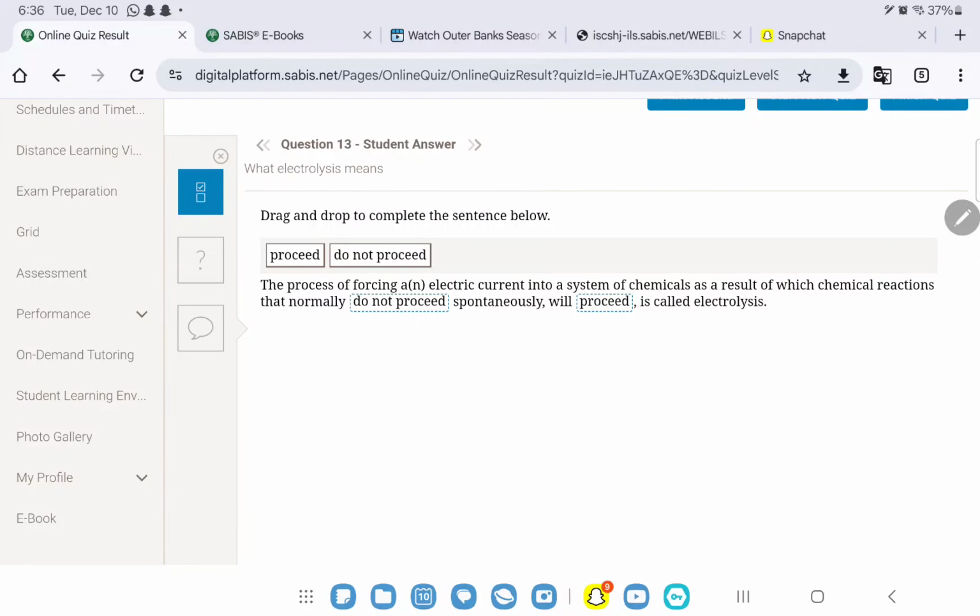Okay, so this is another memorizing one. The process of forcing an electric current into a system of chemicals, as a result of which chemical reactions that normally do not proceed spontaneously will proceed. It's called electrolysis. So, let's move on to the next question.